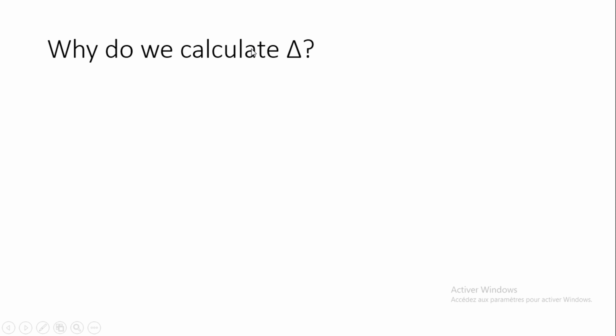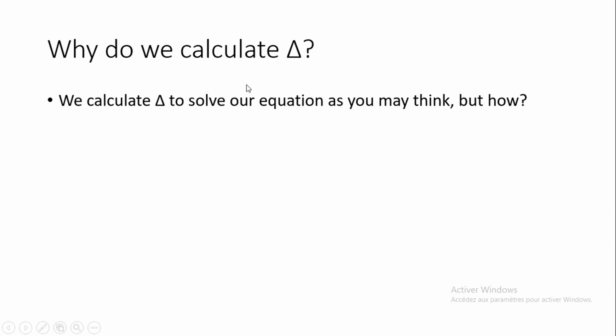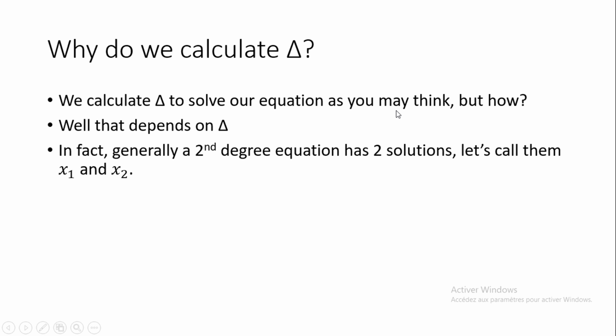So now why do we calculate the delta? We calculate it to solve our equation, as you may think, but how? Well, that depends on the value of delta. In fact, generally, a second degree equation has two solutions. Let's call them x1 and x2. So every second degree equation has, in general, two solutions. Sometimes it's one, sometimes it doesn't have any solution, but in general it's two.